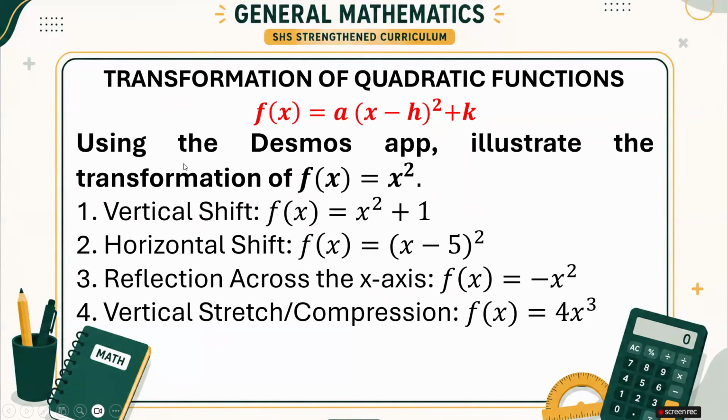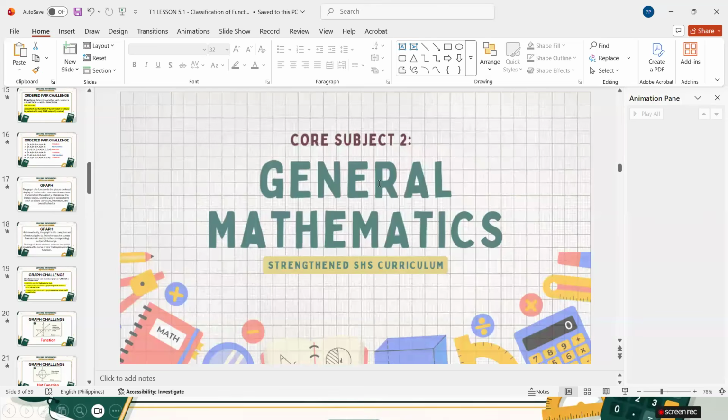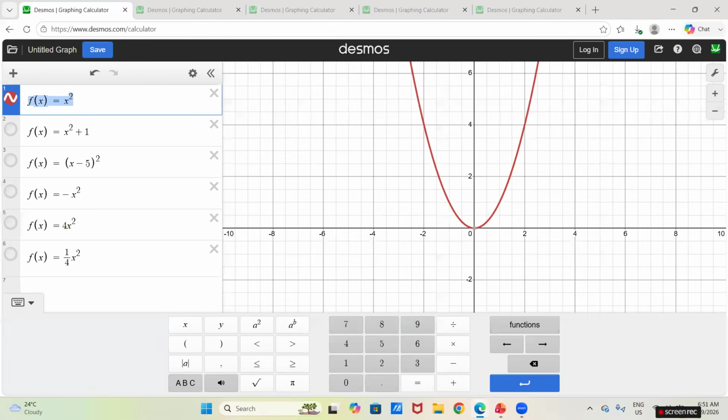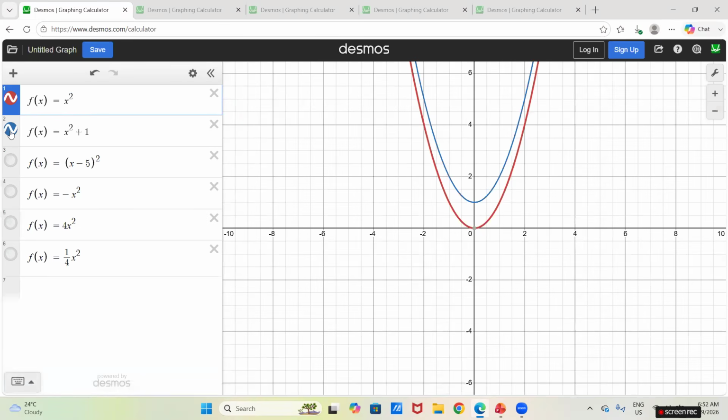Say for example, we use a graphing app such as the Desmos app to illustrate the transformation of f of x is equal to x squared. I have prepared the Desmos here already. Look at the graph of f of x is equal to x squared, and we will transform it. Let us transform it when we make it f of x is equal to x squared plus 1.